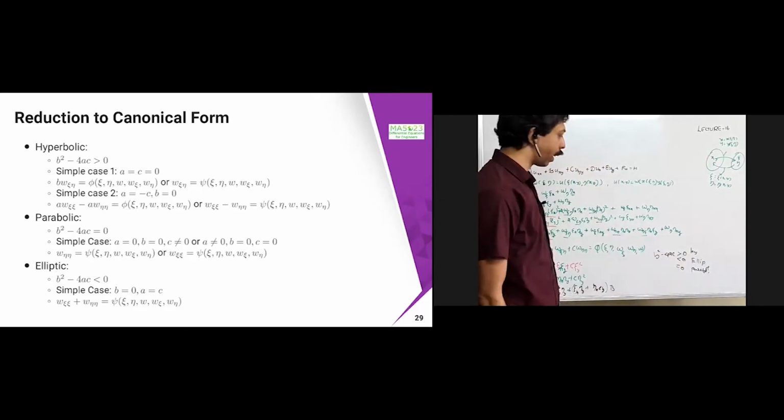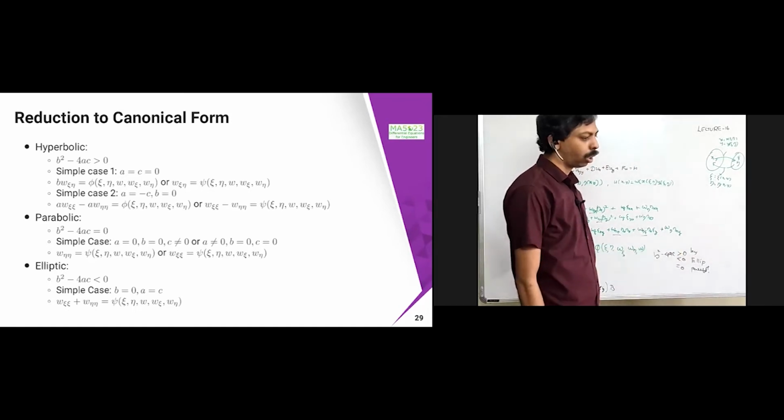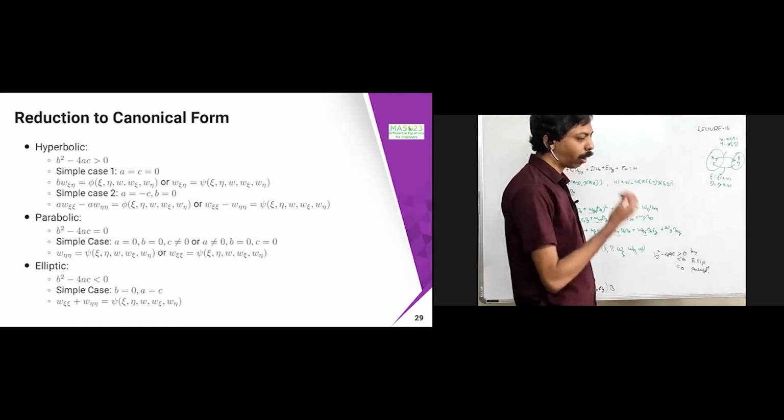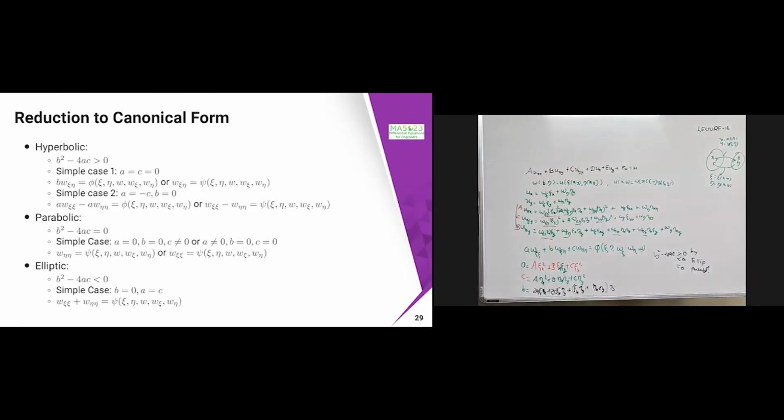So simple cases: you can take A equal to 0 and C equal to 0, then automatically B square is greater than 0. So in this case, you are going to have a hyperbolic PDE. If A is equal to 0 and B equal to 0, you can see that this is going to become A into this is becoming 0 and this is becoming 0. Therefore, you are going to get W of chi comma eta equal to some function of x comma y, etc.